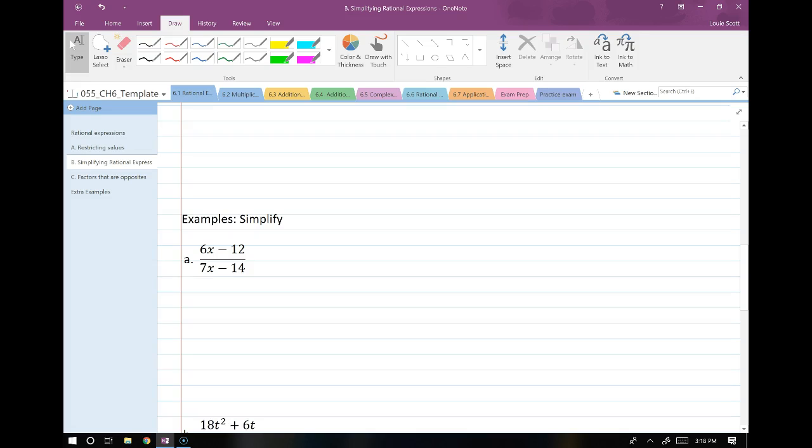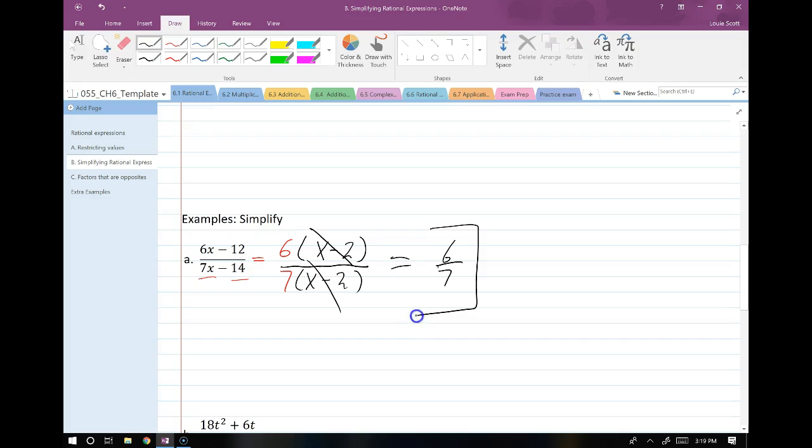Something like this, right? You notice that neither of these are second degree equations, so the most that we can do is factor out a common term from each and then cancel those. So out of this upper equation, I can factor out at least a 6, and that's it. So after I factor out my 6, I have x minus 2 remaining. With this bottom equation, I can factor out a 7. So when I do that, I end up with x minus 2 once again remaining. Now I can go ahead and cancel those common factors, and then in the end, this is 6 over 7.